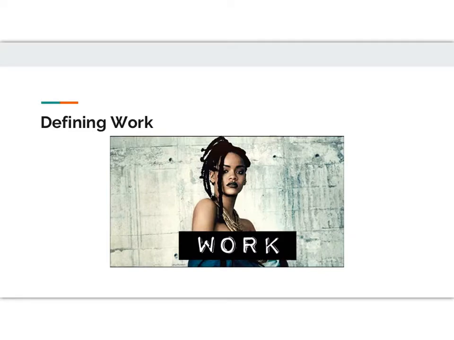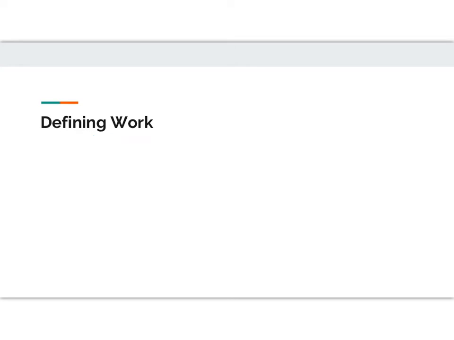So how do I define work? Well, it's not the work that I'm talking about in Rihanna's song, Work, Work, Work, Work, which I was going to play, but then I thought about copyright infringement. We're talking about physics work. So work equals force times distance.